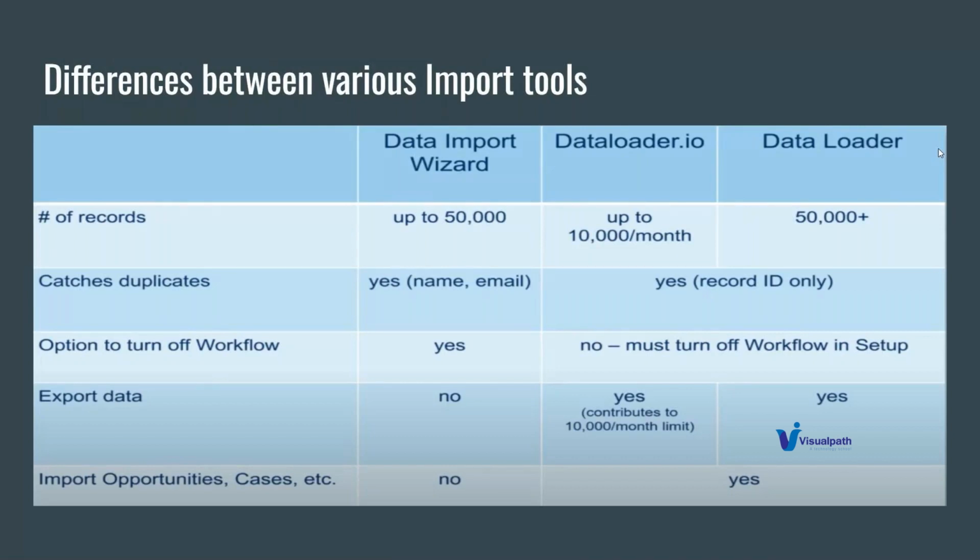The first one is with Data Import, as we saw, up to 50,000 records we can do. Dataloader.io, how much? There is a restriction of 10,000 records per month. And for Data Loader, the tool which we are using, it's 5 million. If we have to do more than 50,000, we will use Data Loader. And there is no restriction because in Data Loader there is a concept of bulk files. Means you can import, let's say there are 100 million records of data.